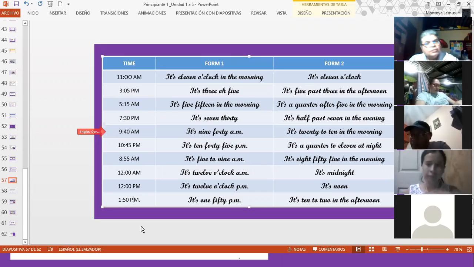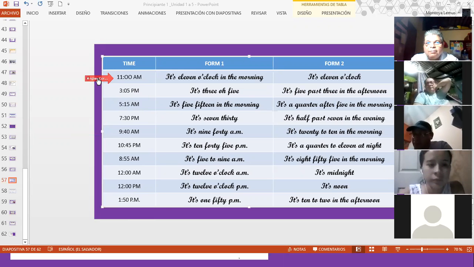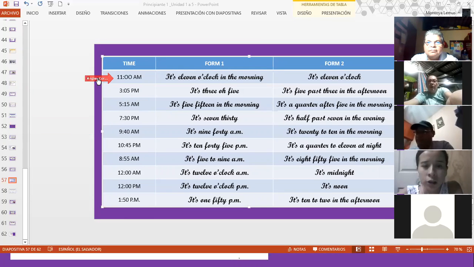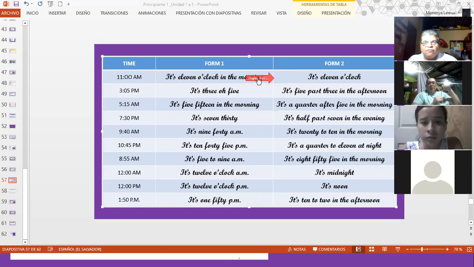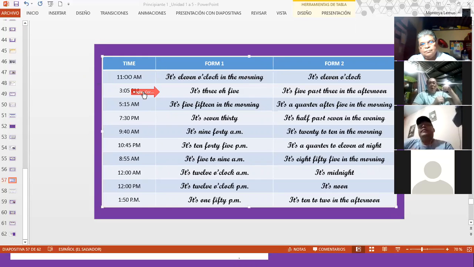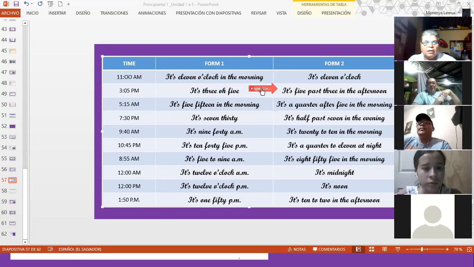Very good. So let's practice. Repeat after me, please. It's 11 o'clock in the morning. It's 3:05 in the afternoon. It's 5:03 in the afternoon. It's 5:15 in the morning.